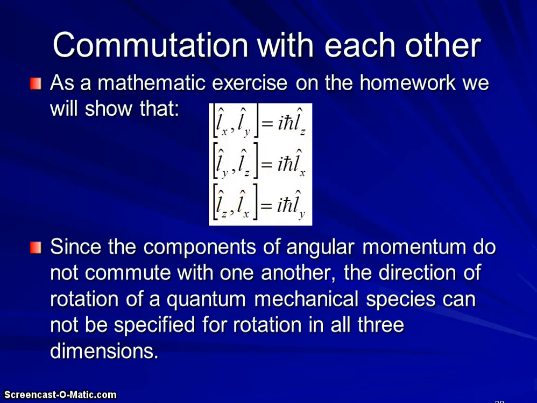Since the components of angular momentum don't commute with one another, the direction of rotation in a quantum mechanical species cannot be specified for rotation in all 3 dimensions. If we know the angular momentum about one particular axis, then we can't know anything about the angular momentum about the other two axes.